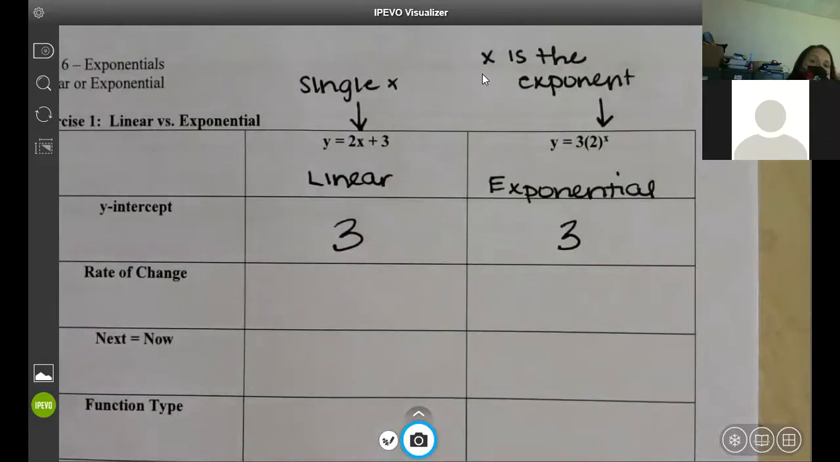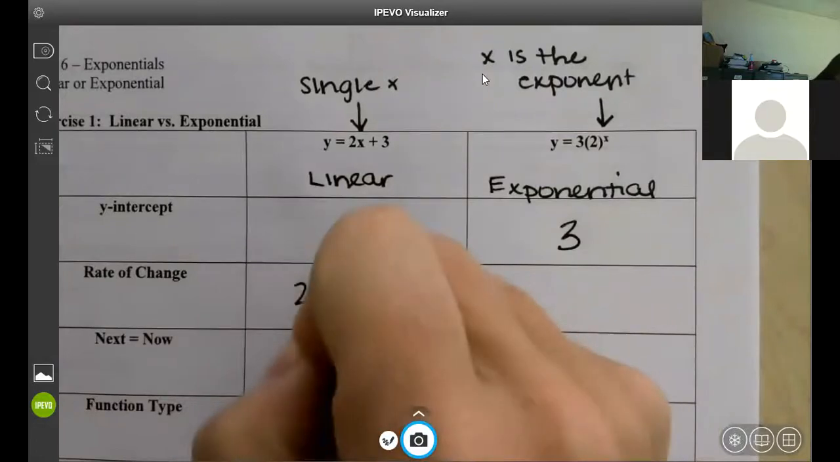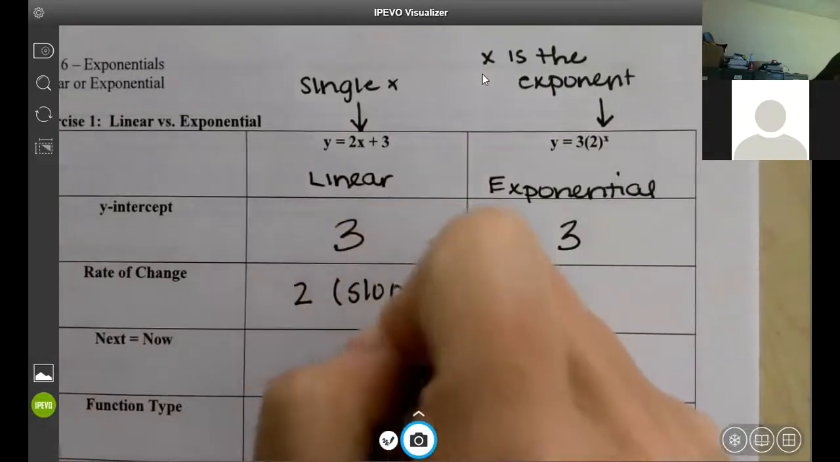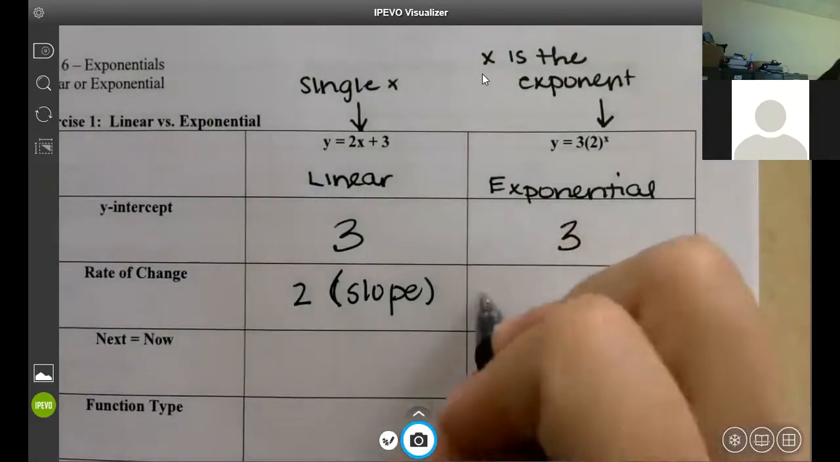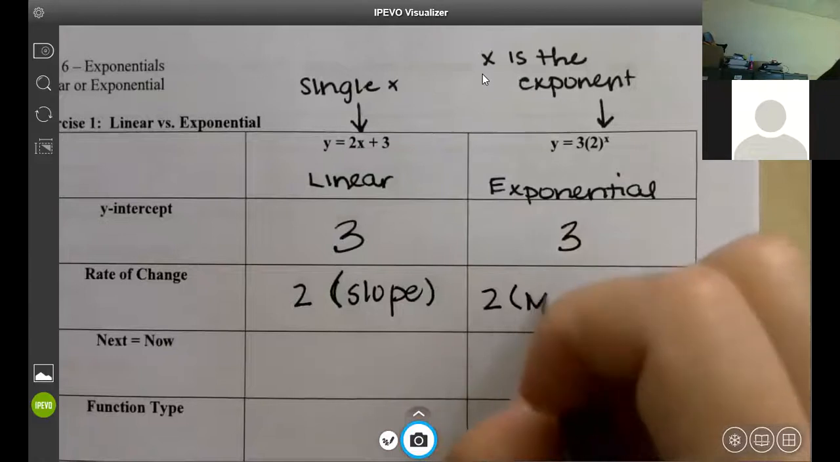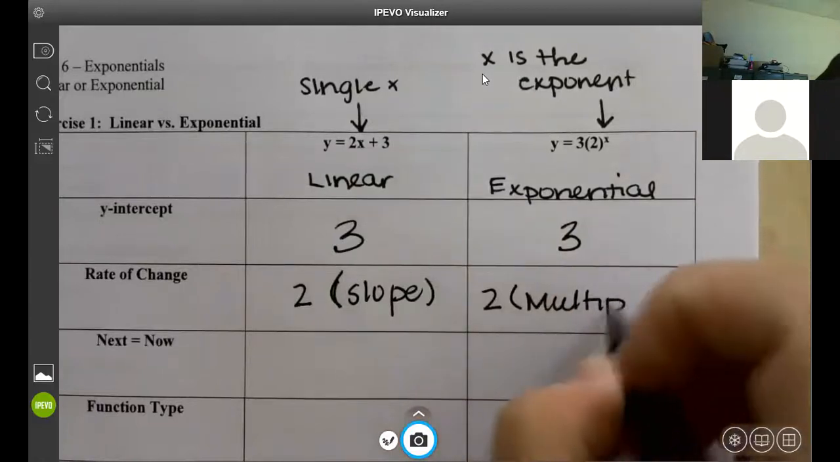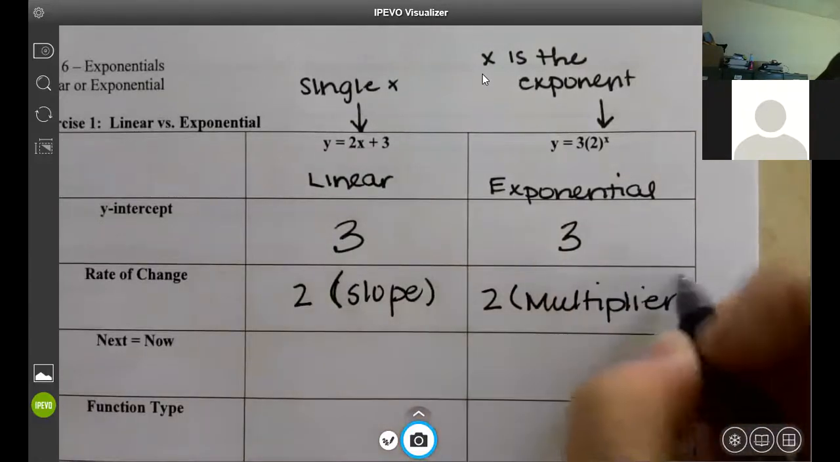Your rate of change for your linear is going to be the number with x, but we call it the slope. You are correct, 2. And then for exponential, it is also the 2, but we call this the multiplier.